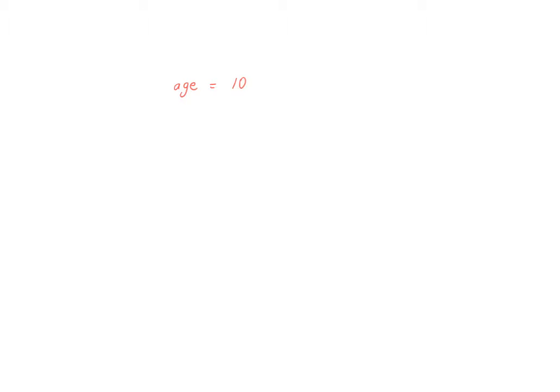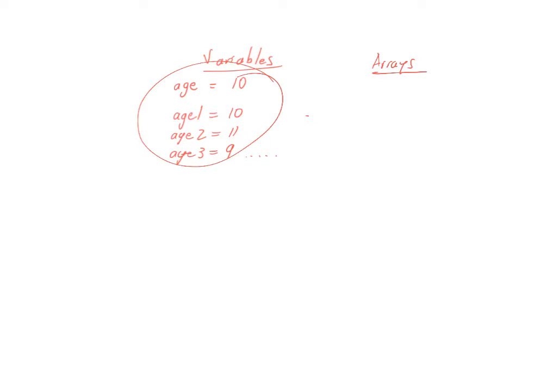But if I want to represent the ages of all the students in one grade, now I would have to do something like, for example, age of student 1 is going to be 10, age of student 2 is going to be 11, age of student 3 is going to be 9, and so on and so forth. So in this case, just using variables is not enough. It's very inconvenient. So that's why we'll have to create arrays, right? Arrays are just a way to group all these variables in just one variable.